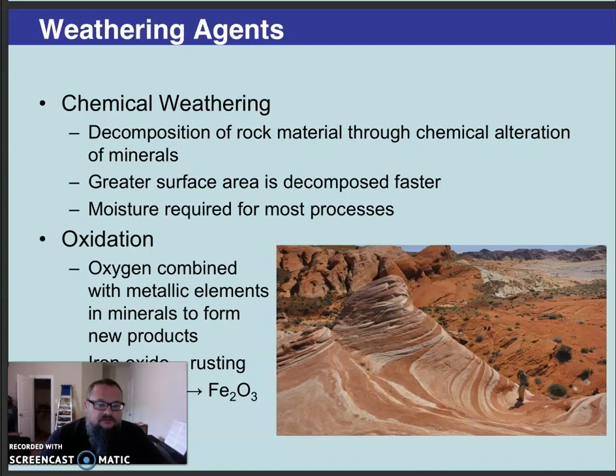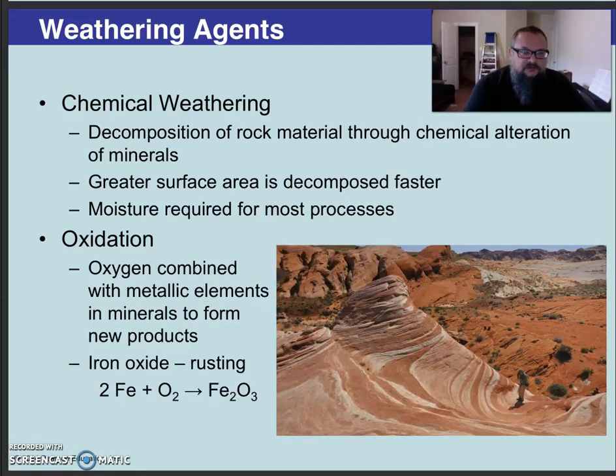The most evident, I think, the most obvious form of chemical weathering that people are familiar with is that of oxidation. Oxidation happens when you have a rock that has a mineral in it that's chemically reactive with oxygen, hence the name oxidation. For example, if we have a rock that has iron in it, and iron is highly reactive with oxygen.